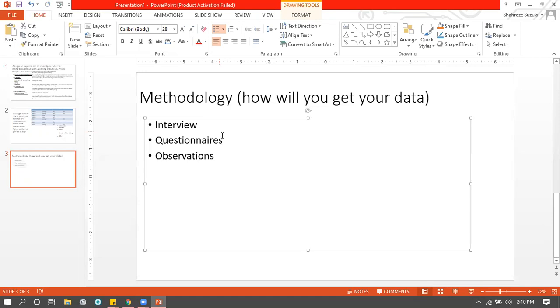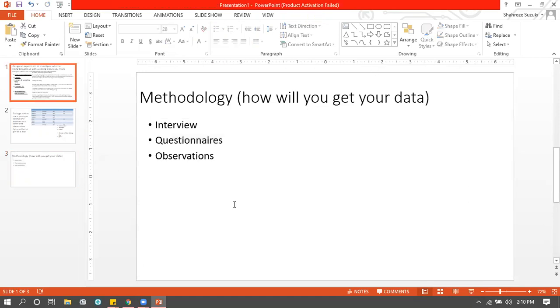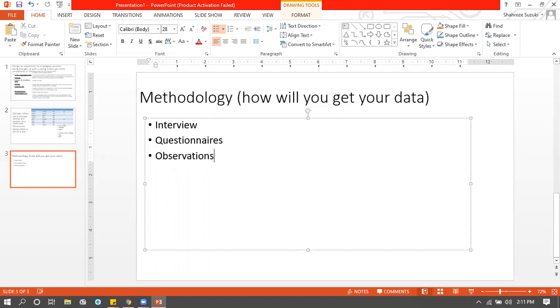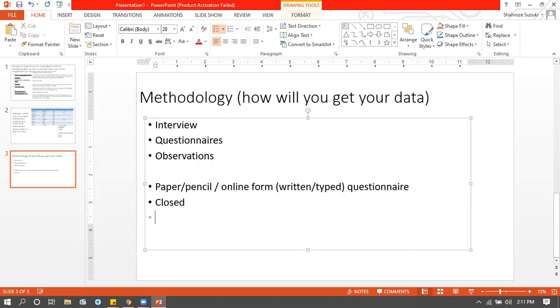subtypes. Because we talked about questionnaires in this example question, we're going to start off with questionnaires. When you talk about questionnaires, basically it means a paper and pencil or an online form where people give their responses. The response is either written, if it's paper and pencil, or typed. They don't say it. Anything that's written or typed is known as a questionnaire. Now there are two types. It can be either closed-ended or open-ended.